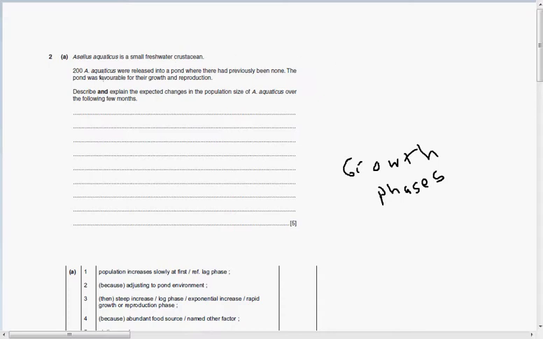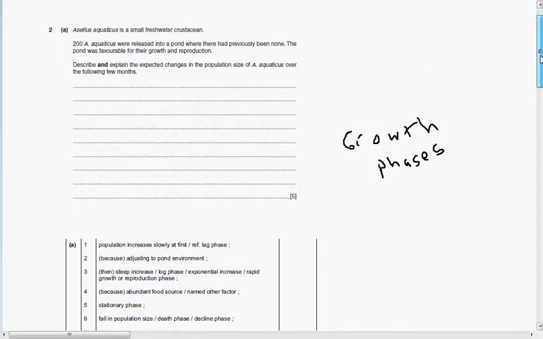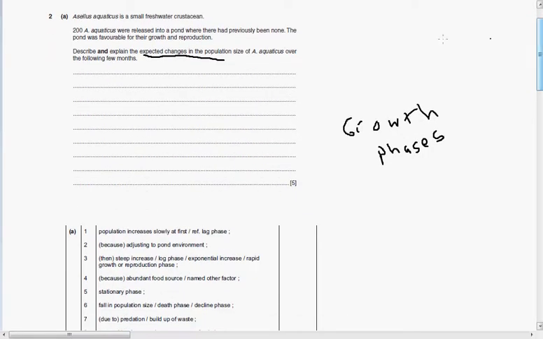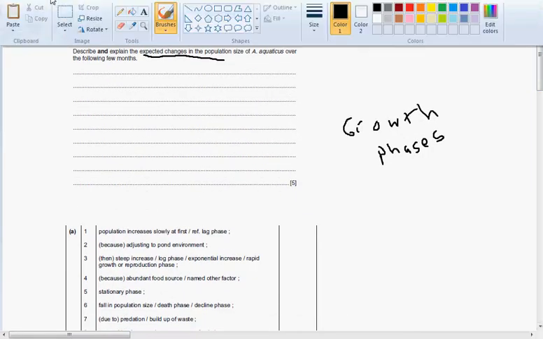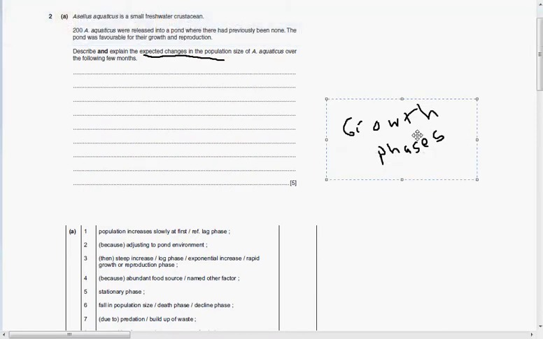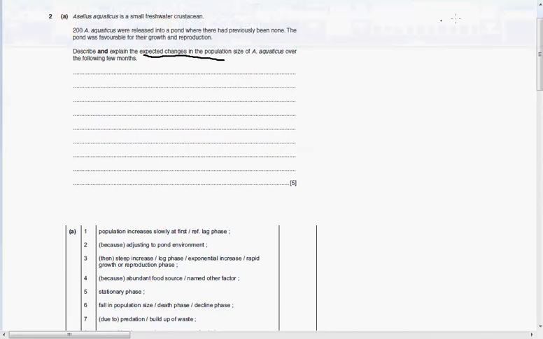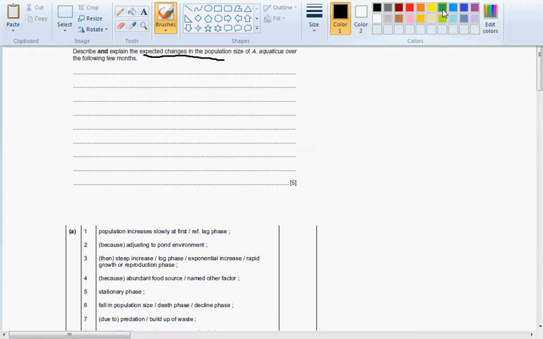The 200 eclati were released into a pond. So hopefully we read this carefully, and this is simply telling you to explain the expected changes in the population, right? So what happened in the population, using the marking scheme, so you don't get confused. Sometimes it's better to revise using the marking scheme because it gives you the exact answers. You don't get to miss the marks.